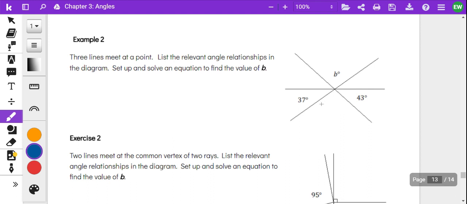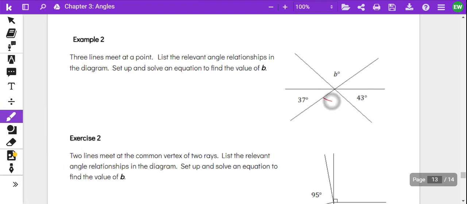Okay, so I already see an angle relationship here. I see the b is across from this angle. So I'm just going to place it there. They're vertical, so they're equal. Then I can see 37b and 43. I have a line here. So this whole thing is equal to 180. I know this is an example, but I really think you can do this one on your own. So I want you to try it and then come back and check your answer.